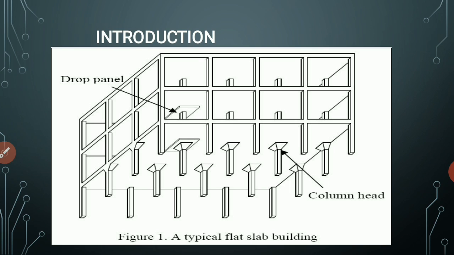And where do we get this type of slab? We get this type of slab in large conference rooms. Just imagine conference rooms, or community halls, wedding halls, in the large spaces where we do not want any congestion because of the beams. In those cases we will go for the flat slab.